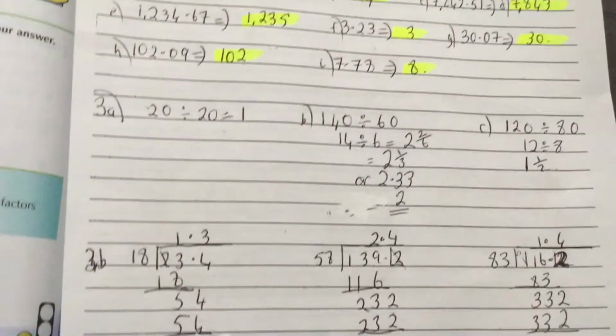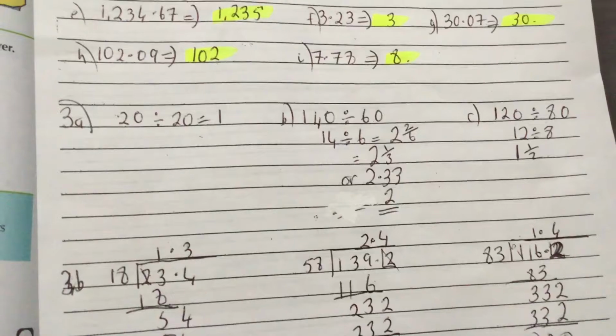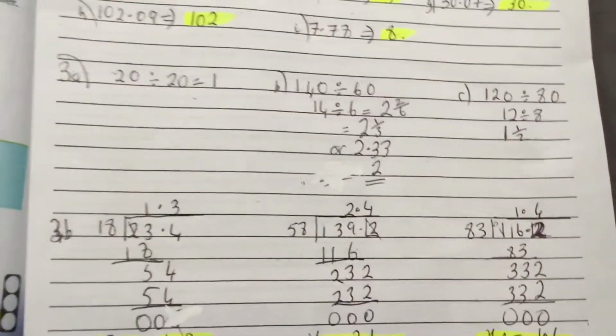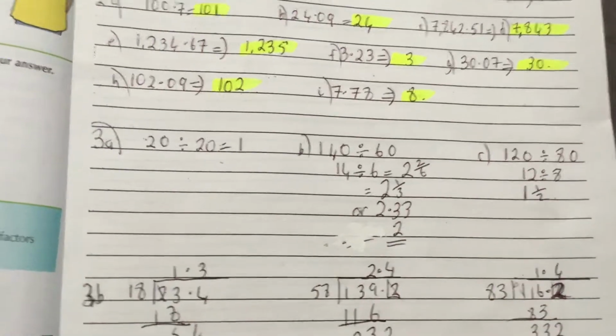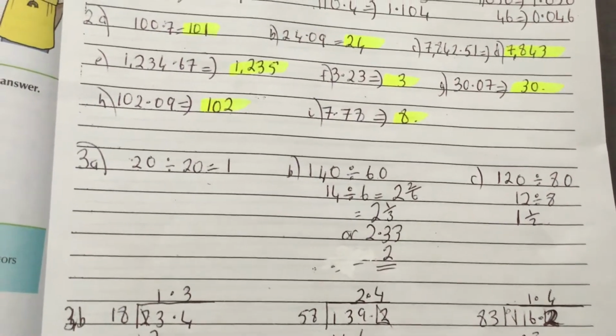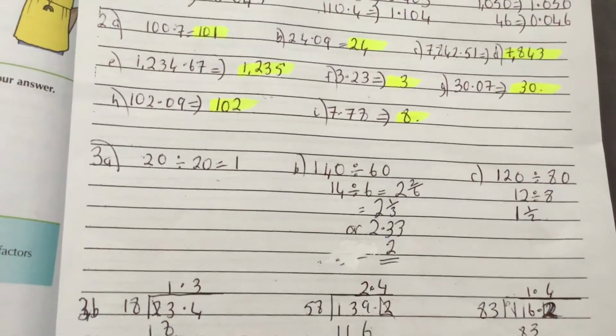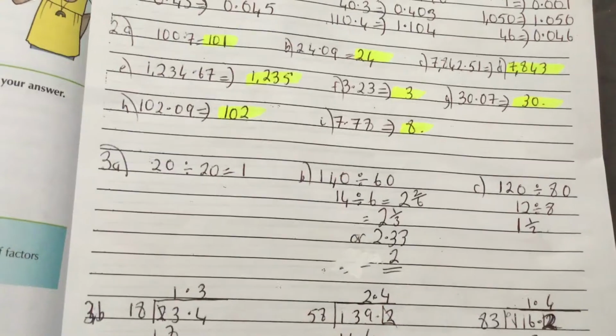Now, 3a, we're estimating. So we're rounding each number to the nearest 10. That was the tip I gave. So 23.4 divided by 18, and that's 20. The nearest whole number, the nearest 10, sorry, is 20 divided by 20, which is 1. 139.2 divided by 58, so 139 becomes 140 divided by 60, which becomes 2 and 2 sixths, 2 and a third.